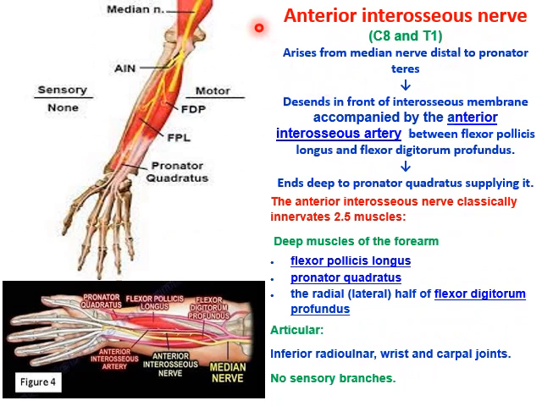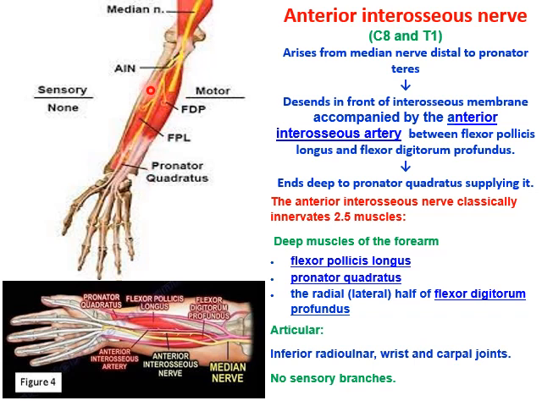A word about the anterior interosseous nerve, which is a larger branch from the main trunk of the median nerve, carrying fibers from C8 and T1 roots. As it descends down, it rests between the flexor pollicis longus and flexor digitorum profundus, resting over the interosseous membrane, accompanied by the anterior interosseous artery, and this ends deep to the pronator quadratus, supplying that muscle.